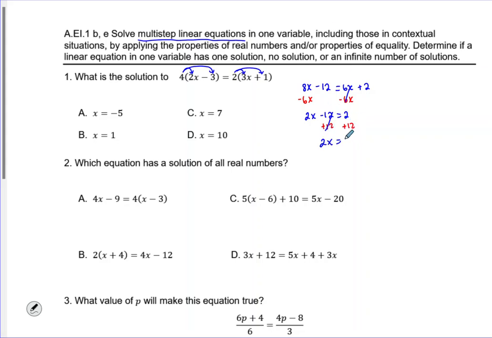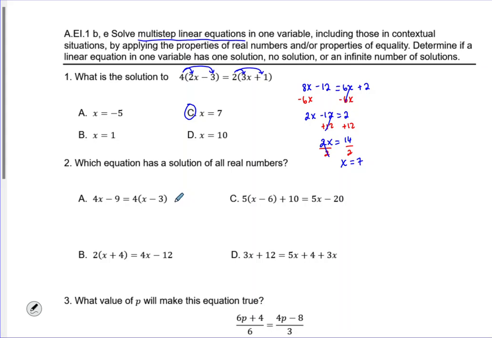X equals 14, and then here we will just divide by 2, and then that's it. So x equals 14 divided by 2 is 7. Okay, so that's my final answer. So that's one way you can do it.